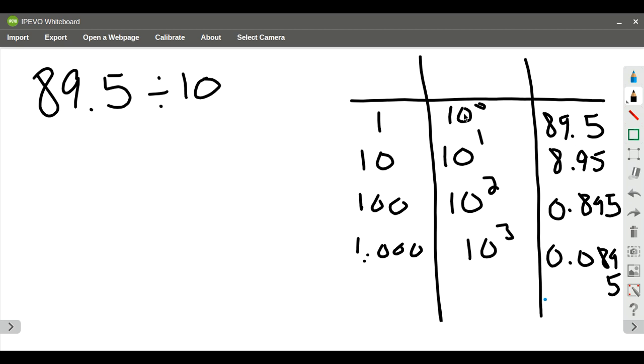Notice as we look at this, if I start by dividing by 1, the decimal doesn't move. When I divide by 10, the decimal moves one place to the left. When I divide by 10 to the second power, the decimal moved 2 places to the left. And when I divided by 1,000 or 10 to the third power, the decimal moved 1, 2, 3 places to the left. So we're going to be using our work with the place value patterns to see what our solutions are going to be.